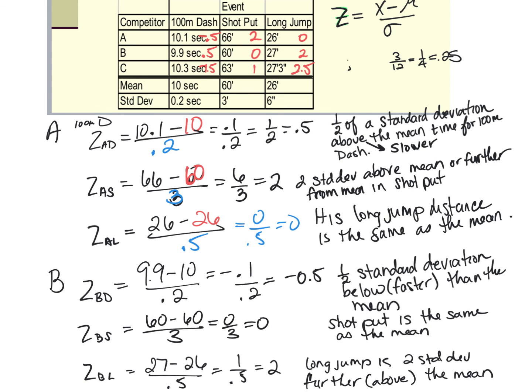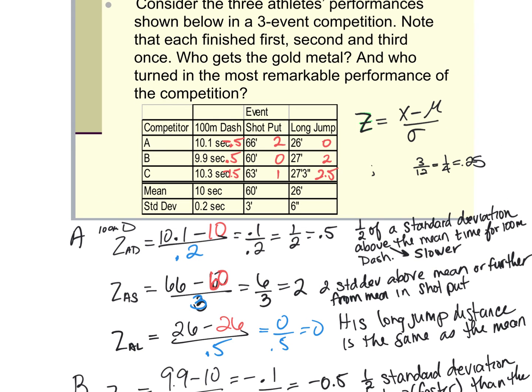And then we can add up their z-scores, and whoever had the highest score now will win the gold. So let's add those up. 2 plus negative 0.5 is 1.5. And so this is our total. And then 0.5 plus 0 plus 2 is 2.5. And then C is negative 1.5 plus 1 is negative 0.5 plus 2 is 2. So here we have first place goes to B, second place goes to C, and third place goes to A.